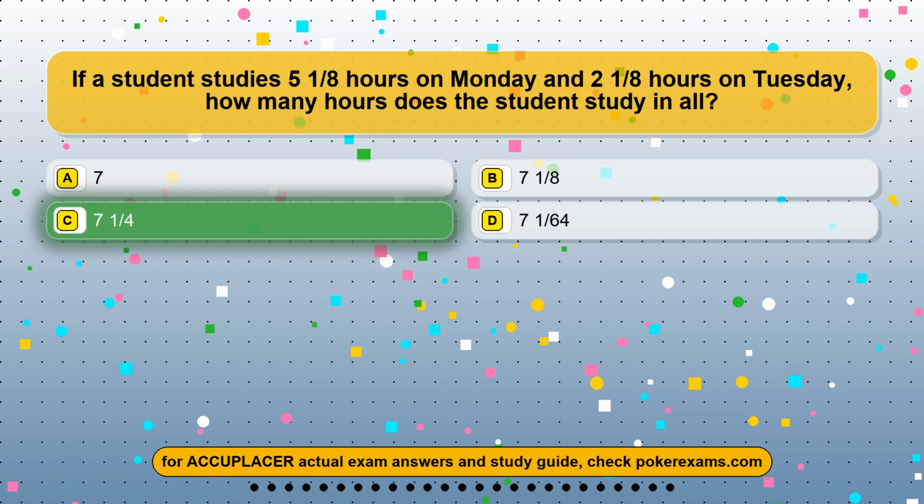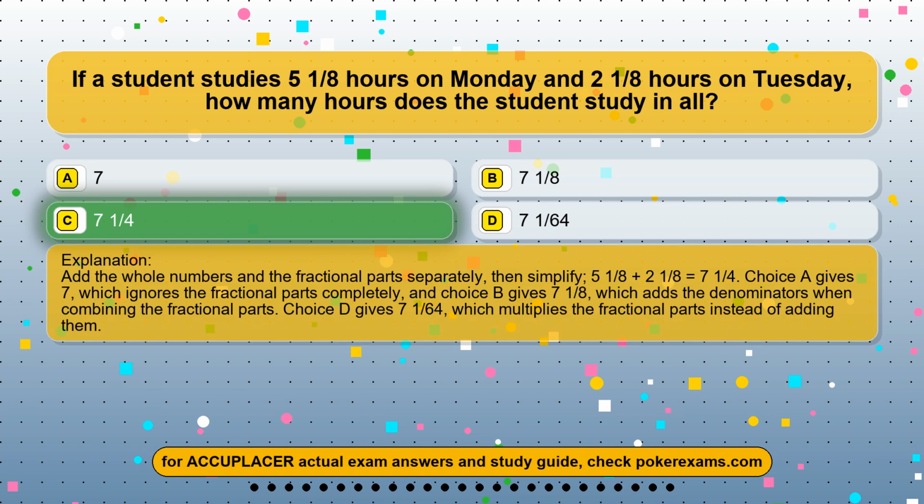The correct answer is option C, 7 1/4. Add the whole numbers and the fractional parts separately, then simplify. 5 1/8 plus 2 1/8 equals 7 1/4. Choice A gives 7, which ignores the fractional parts completely, and choice B gives 7 1/8, which adds the denominators when combining the fractional parts. Choice D gives 7 1/64, which multiplies the fractional parts instead of adding them.